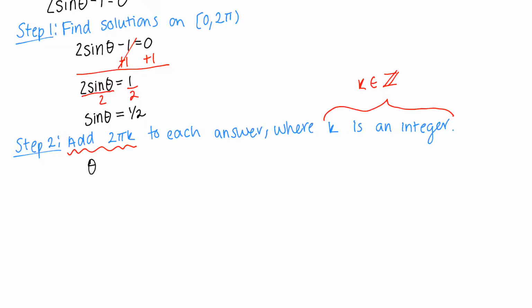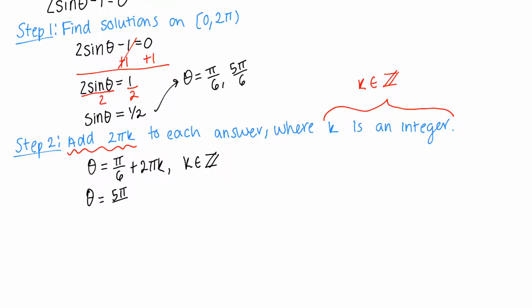So we found our 2 answers up here. We didn't write them down, to be pi over 6 and 5 pi over 6. So to give the answer for all solutions, we would take theta and we would write theta equals pi over 6 plus 2 pi k, where k is an integer. And also theta is equal to 5 pi over 6 plus 2 pi k, where k is an integer. And those are going to be my answers.